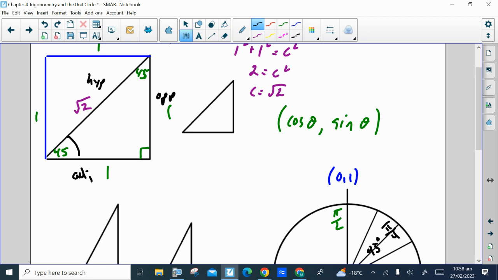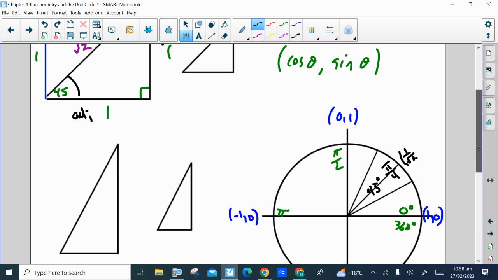And I'm going to start with the cosine because, remember, on the unit circle, we have a set of coordinates at every stop. We've seen now that the first number tells you the cosine of that angle. And cosine is adjacent over hypotenuse. The adjacent is 1, the hypotenuse is root 2, so it's 1 over root 2. From the triangle, the cosine is 1 over root 2.